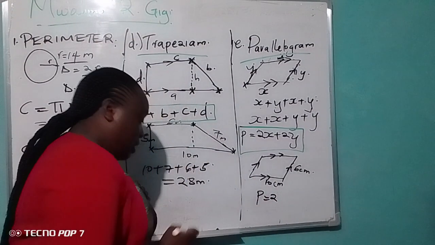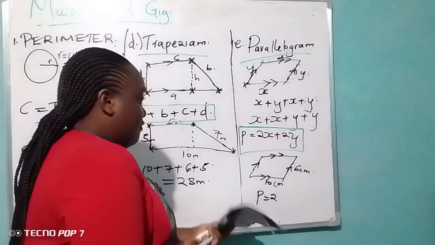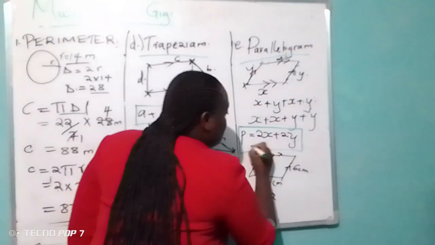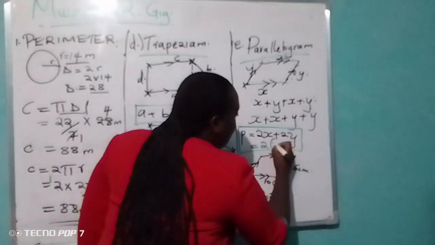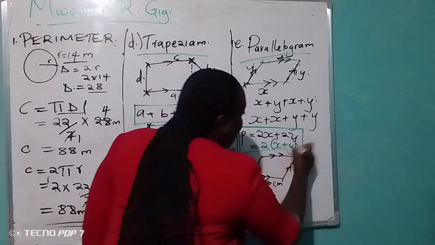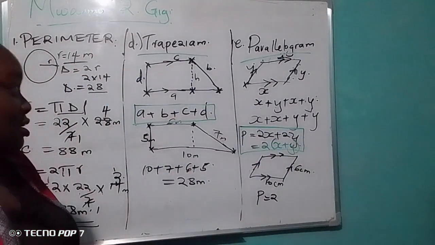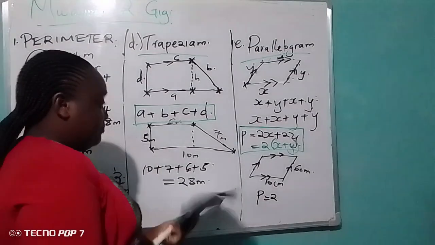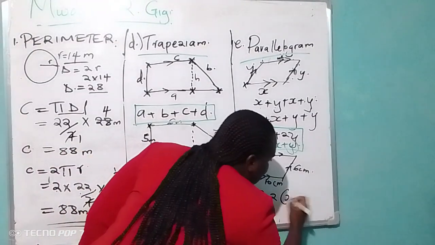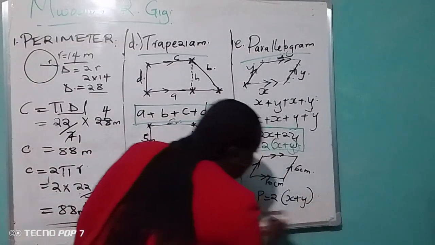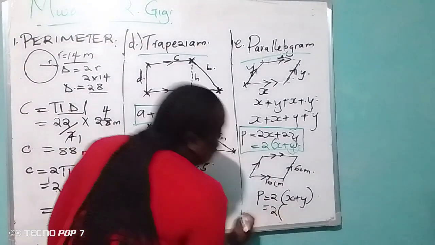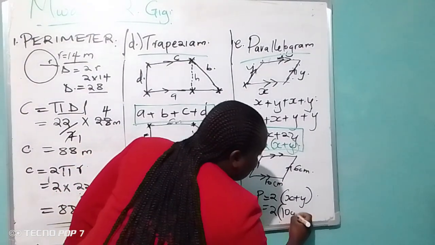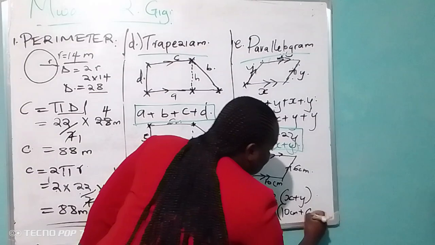We did not factorize further. Hii tunaweza ita 2 into brackets x plus y. So all of these are correct. So 2 into brackets x plus y. So in this case itakuwa 2 into 10 centimeter plus 6 centimeter.